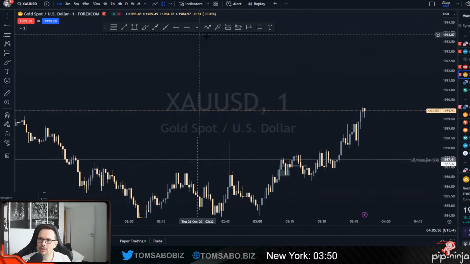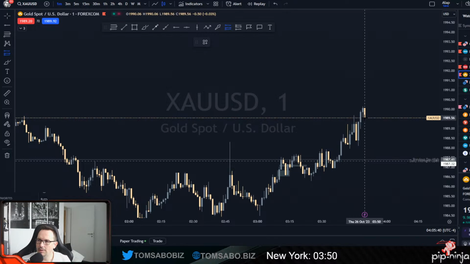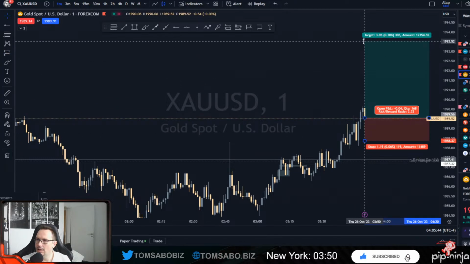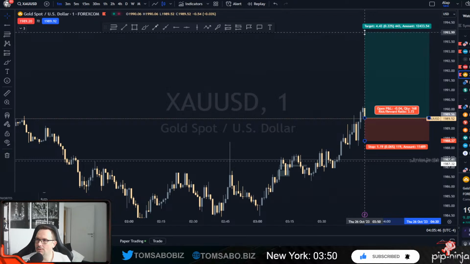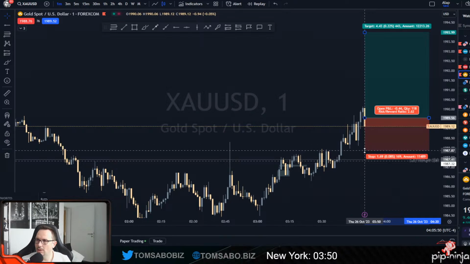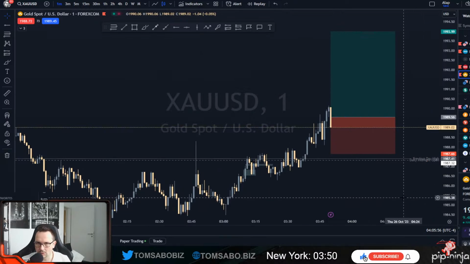So if you wanted to go long, you could have done it right here. Stop here, and 94 should be right there, with the 2 to 1. Let's put this here. This should be a nice long position on gold.